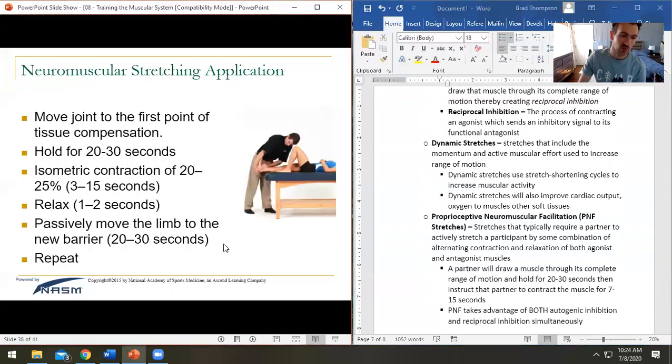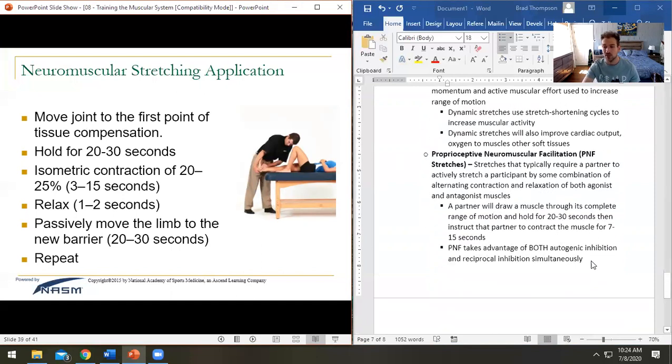Okay, so this is what's really great about PNF stretches, guys, and this is how you're going to do it. You are going to move a joint to its first point of compensation, hold that for 20 to 30 seconds, then you're going to perform an isometric contraction for about 20 to 25% of your max strength, so it's nothing too intense. You don't need to squeeze like crazy. They're saying 3 to 15 seconds here.